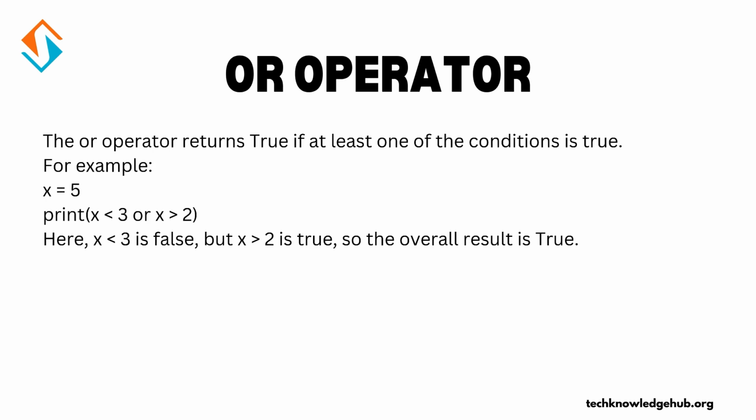Second is the OR operator. The OR operator returns true if at least one of the conditions is true. For example, first type x = 5, then type print(x < 3 or x > 2). Here x less than 3 is false, but x greater than 2 is true. So the overall result is true.